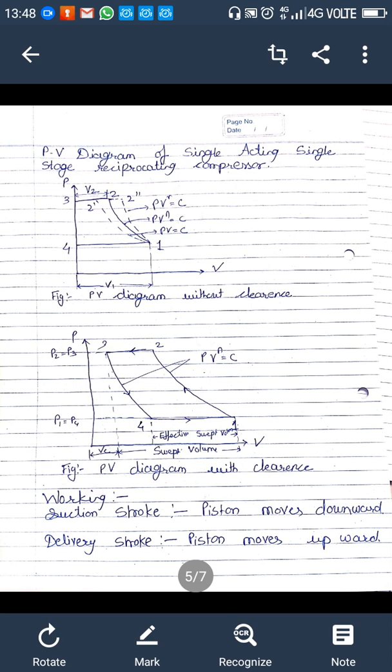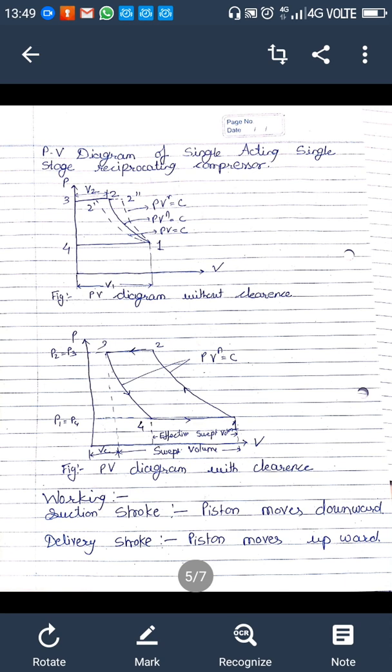Okay, then here we go. Again we go to the PV diagram and TS diagram. 1 to 2 is the suction process, and 3 to 4 is the compression process. Here we are leaving the clearance, here we are not leaving the clearance. Okay, now I am going to explain the working again related to the suction stroke and delivery stroke. Just look here.